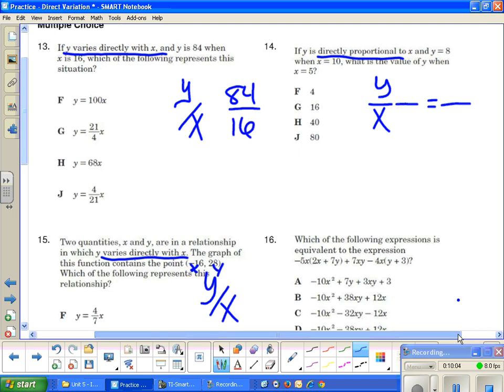Look at 14. If it says that y is proportional to x, y is 8, and x is 10. What is y when x is 5? Where's 5 going to go, top or bottom? Bottom. So, half of 10 is 5, what's half of 8? 4. So you can cross multiply, or you can simplify it in that way.